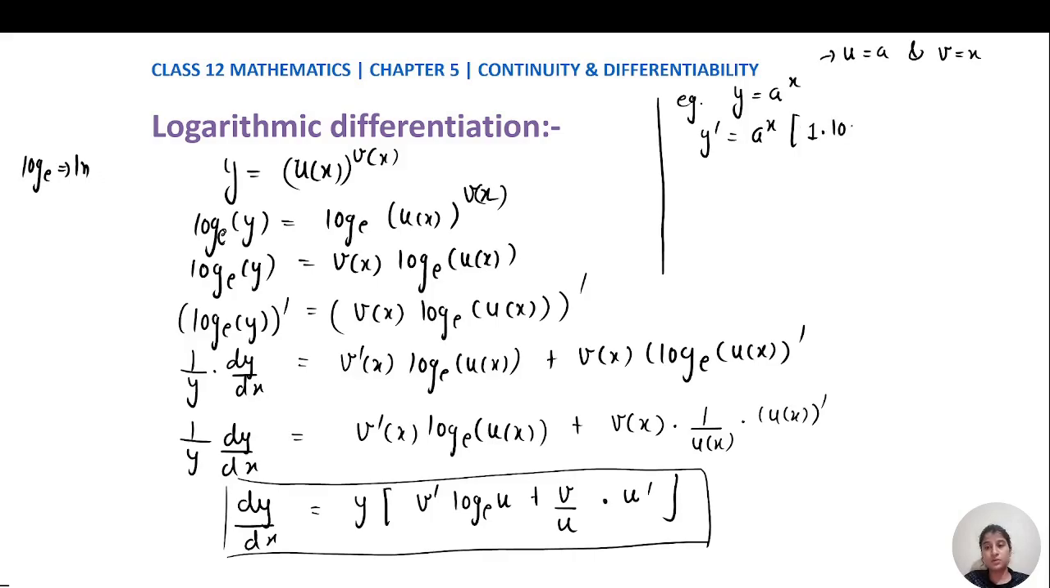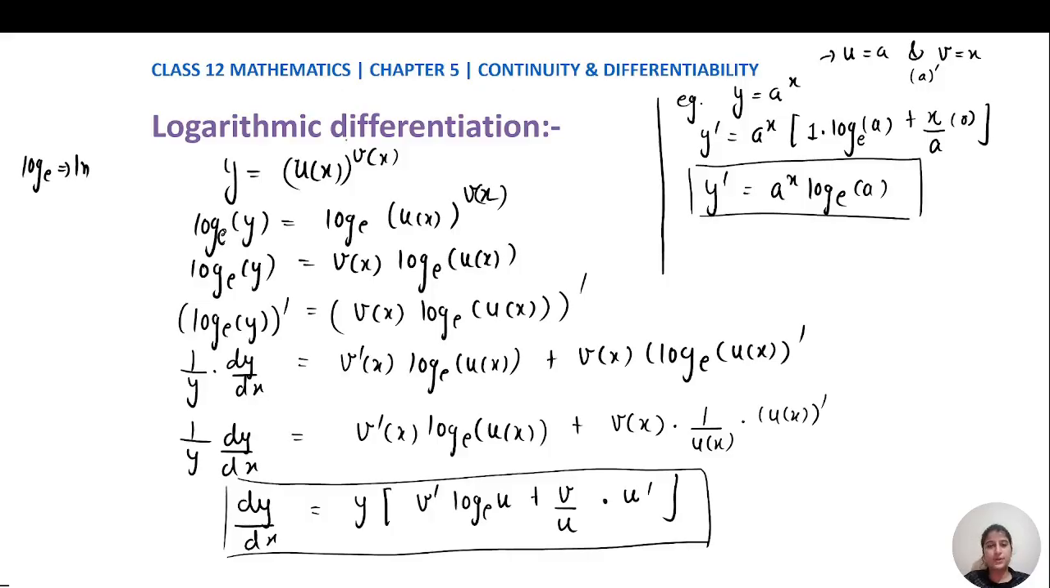Then log of u, that is log of a with base e. This is all natural log. Then plus v by u, where v is x and u is a, times the derivative of u, that is a dash. We know that the derivative of a constant is 0. So what we get is y dash equals a raised to x natural log of a. So what did we do?